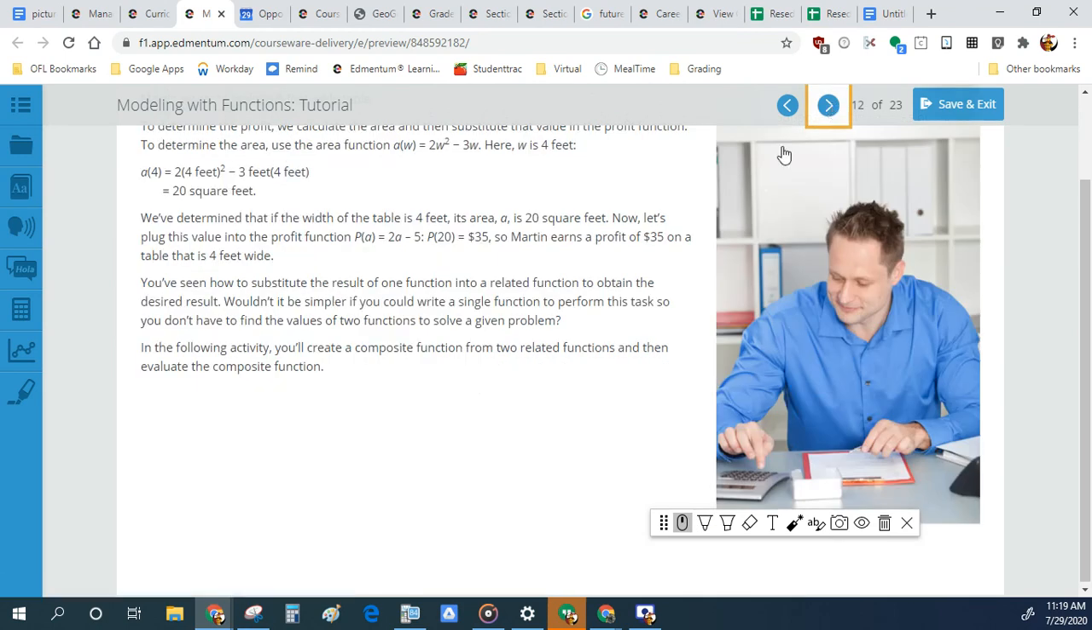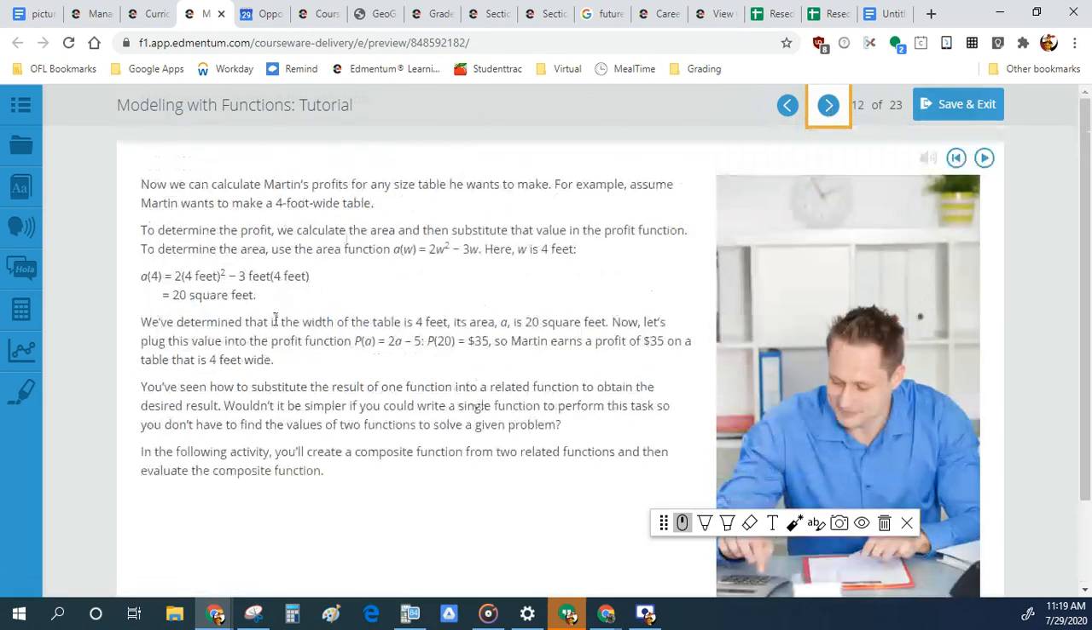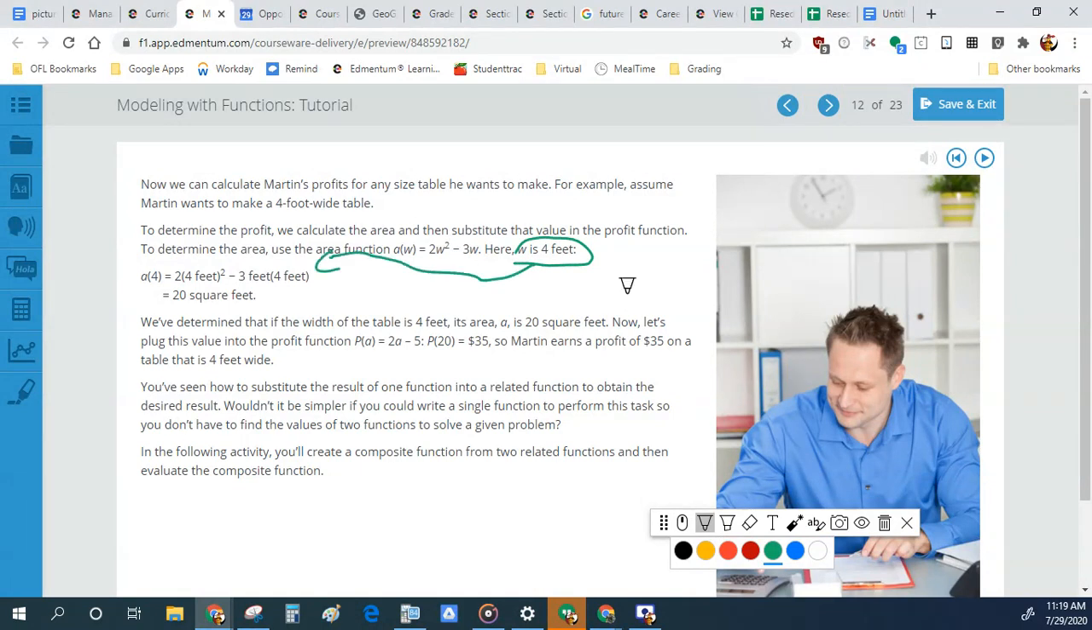Moving on to page 12, this is how we would do it if they actually give us an input. If they tell us that the width is 4 feet, now we can take that 4 feet and plug it into our equation. But notice how they say a of 4. That means use your function a with an input of 4. Does that make sense to everyone?